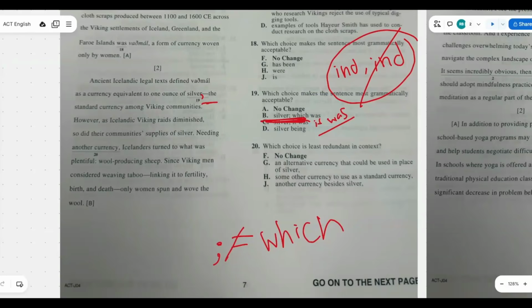or we've got the dash. Ancient Icelandic legal text defined a V as a currency equivalent to 1 ounce of silver. What is giving this away, and a lot of students probably didn't choose A on the test because they haven't looked over dashes, and I do plan to make a more robust video on single dashes especially, is that this acts as an explainer. And here, it is explaining it really well. So you want to lean towards that single dash.